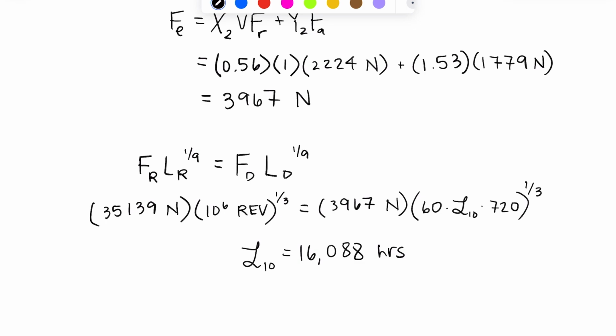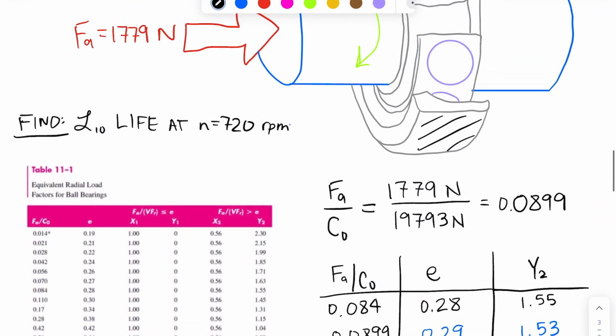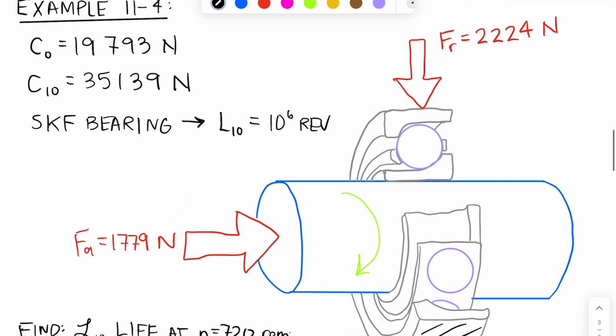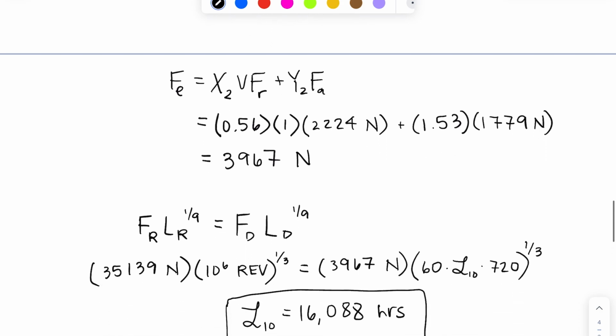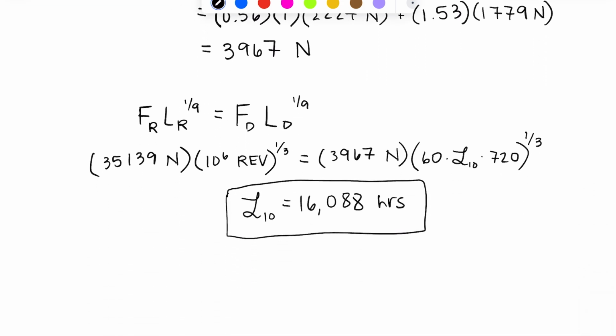Okay, so this is our predicted life. And remember, this has a 90% reliability built into it. So we predict 10% of a group of bearings would fail at this point of 16,088 hours in this particular scenario. So for this angular contact ball bearing with this exact loading, inner ring rotating, outer ring stationary, we predict a life of 16,088 hours.